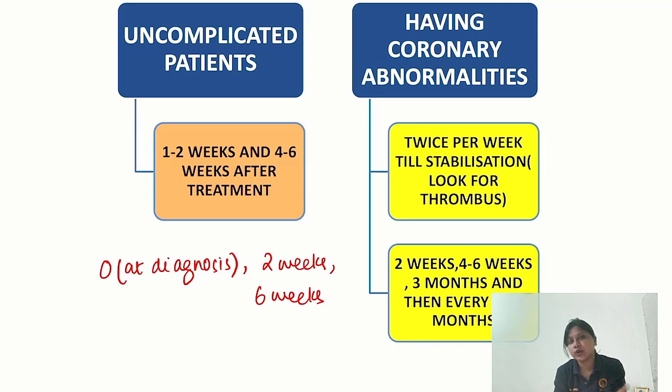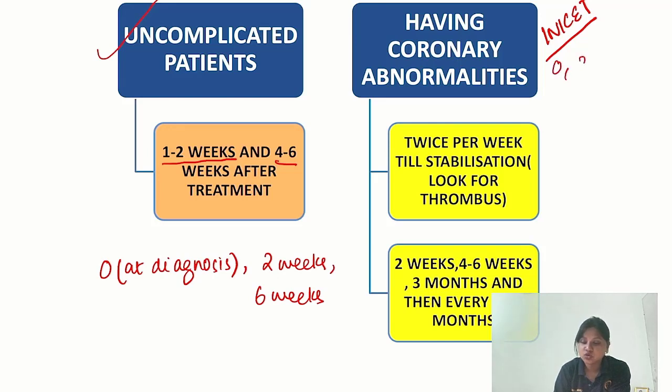Suppose at diagnosis we do an echo and there is no cardiac lesion, then we'll call them uncomplicated patients. So in uncomplicated patients, we do the echo at 0, next at 2 weeks, and then 6 weeks after treatment. If the child is having coronary abnormalities, this is only for INICET, you should remember, then you should do it twice per week, still stabilization, to look for thrombus.